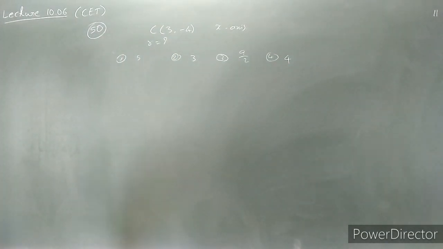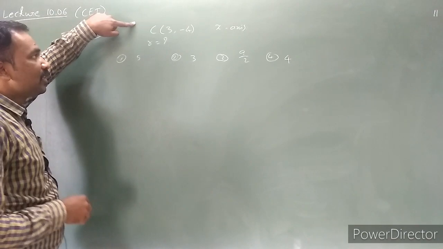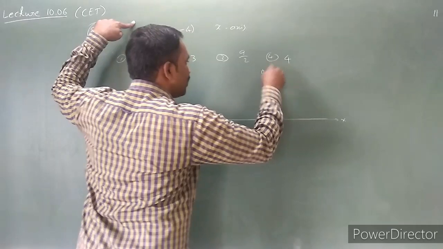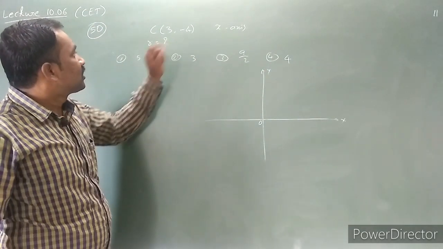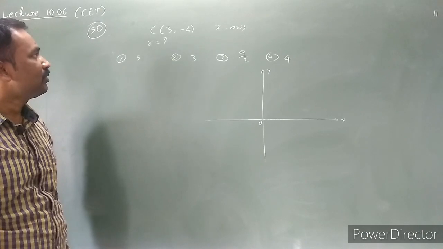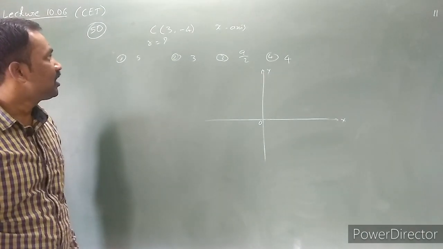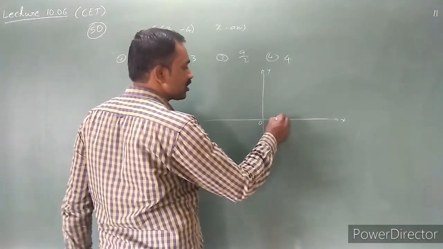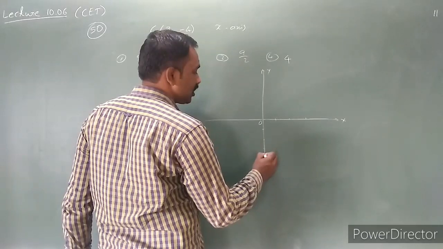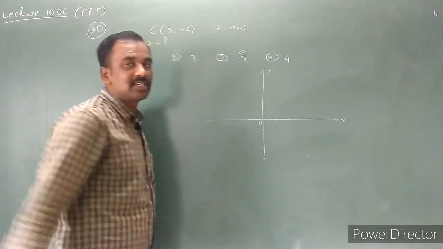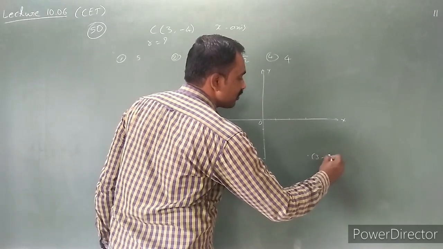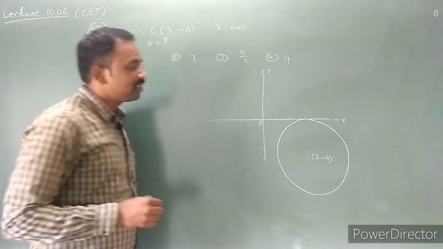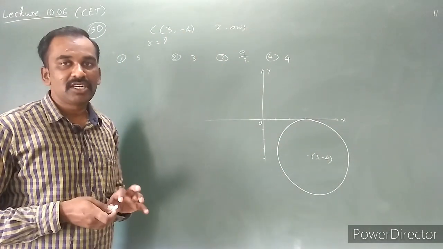A circle having the center 3, minus 4 and touching the x-axis. So better to draw a proper rough diagram. Center is 3, minus 4. It comes in which quadrant? x is positive, y is negative, 4th quadrant. 1, 2, 3, and 1, 2, 3, 4, minus 4. This is the center of the circle, and the circle touches the x-axis. Can I say that this is the appropriate diagram with respect to the given condition?